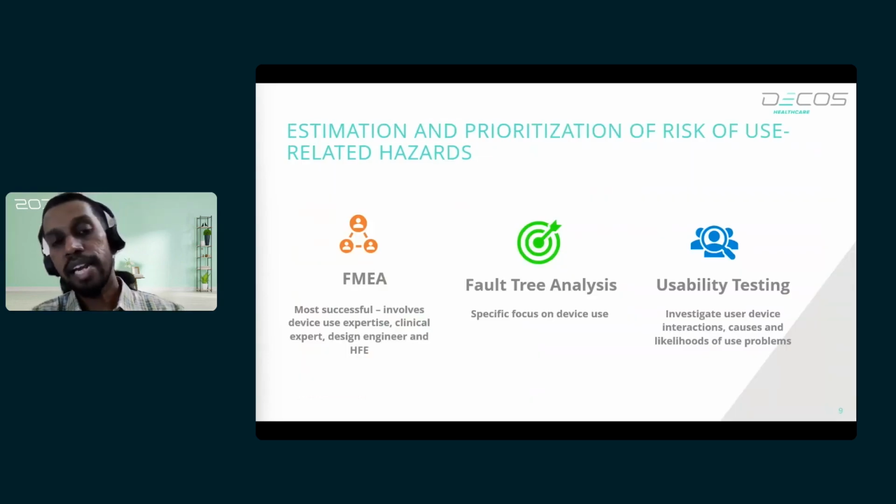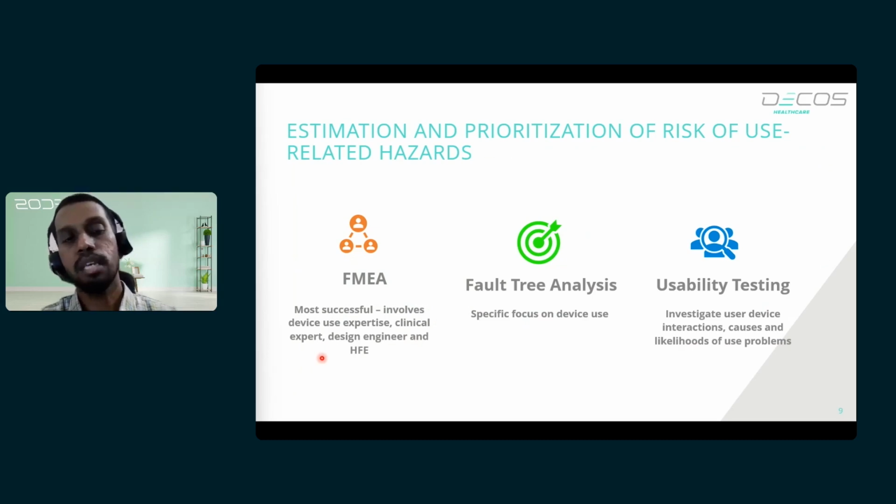And once we have identified these use errors, we'll be moving into estimating and prioritizing the identified use related hazards. So we have three different methods. The first one is going to be FMEA. We'll be terming that failure mode effect analysis. And the next is going to be fault tree analysis. And the last one is going to be usability testing. So usually it would be failure mode effect analysis and usability testing together, or it would be fault tree analysis and usability testing together. So be it anything, usability testing will always be performed on any medical device.